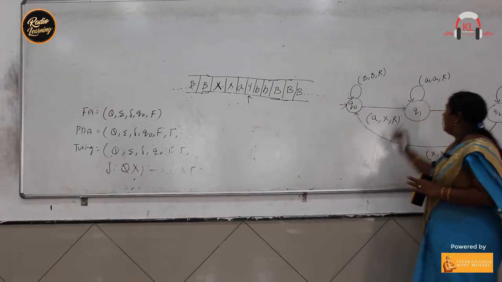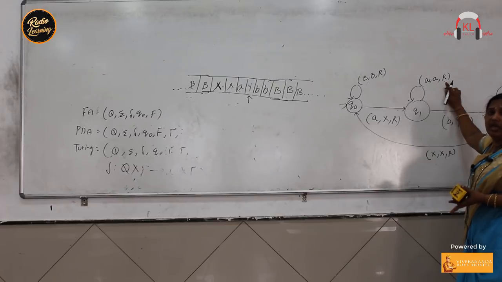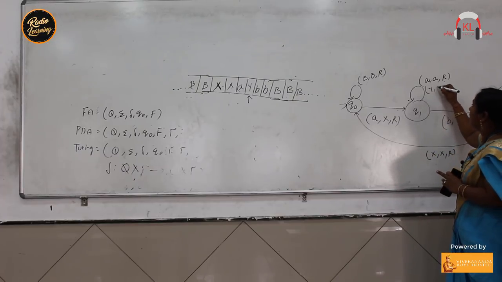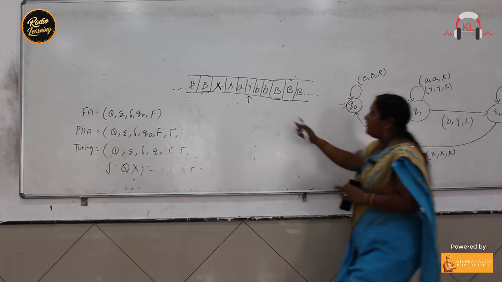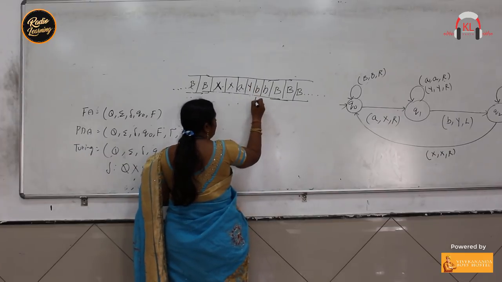Here, whenever I moved right, I found Y. I am not finding B. What I have to do? Until you find B, if there is any Y, you need to skip. That means, if I find Y, keep it as Y as it is and move right. So here, I found Y. I am keeping this Y as it is and I am moving right.